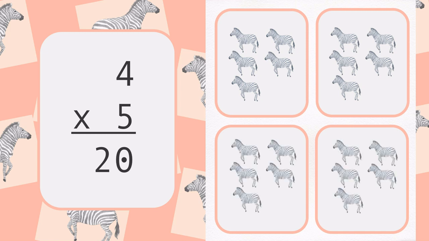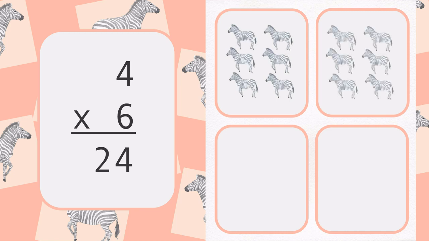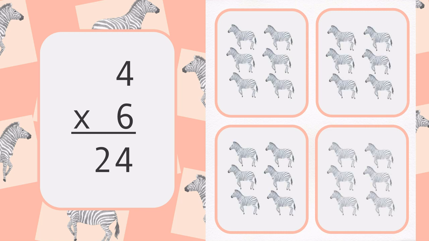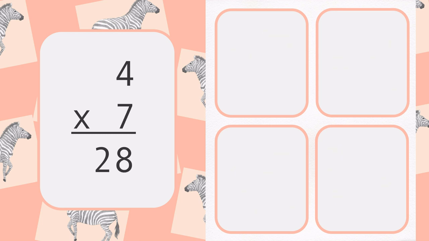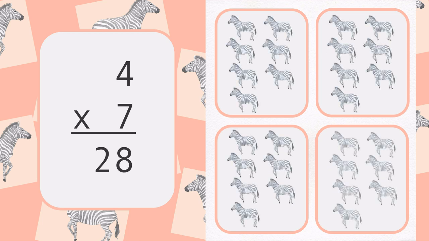There are 4 groups of 5. 4 times 5 equals 20. There are 4 groups of 6. 4 times 6 is 24. There are 4 groups of 7. 4 times 7 is equal to 28.